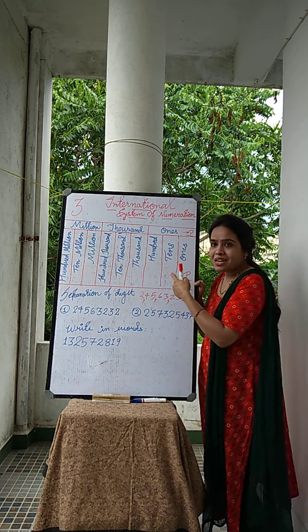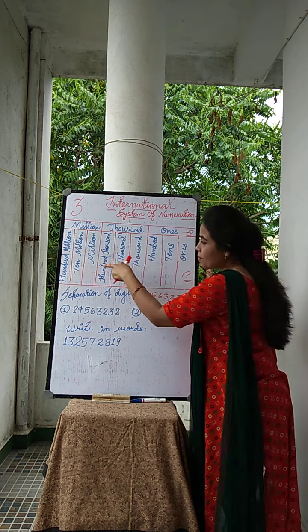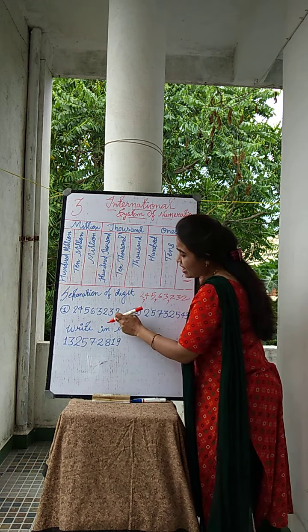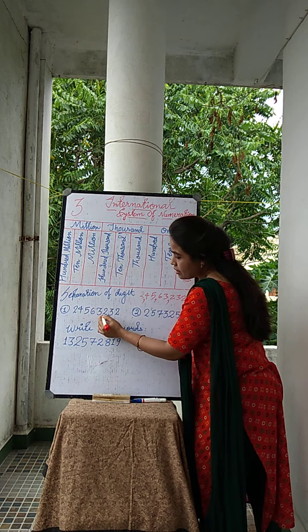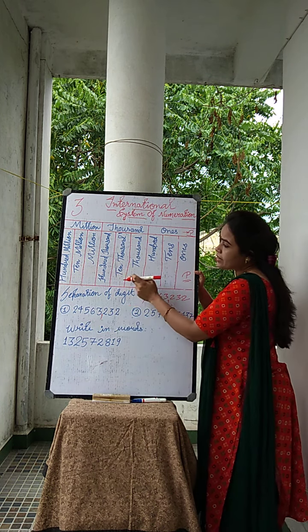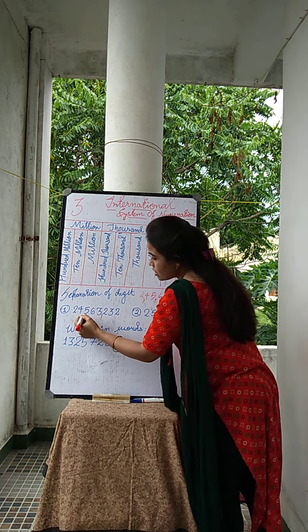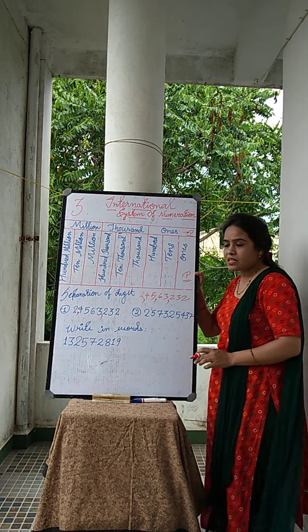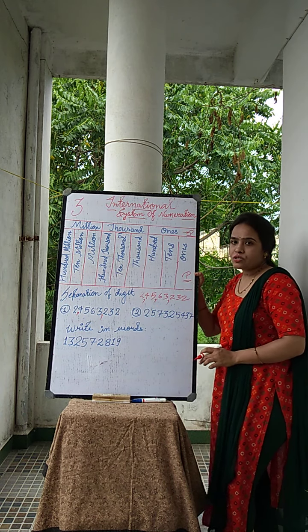But in the international system we have three places individually. So how can we place them? Ones, tens, hundreds. After it we are placing the comma. Then 1000, 10,000 and 100,000. After it we are placing the comma. I hope you have understood till yet also.